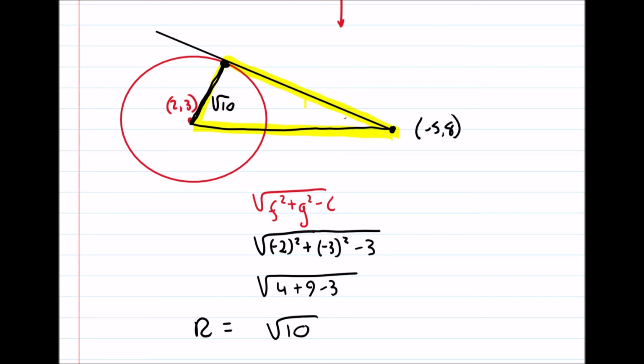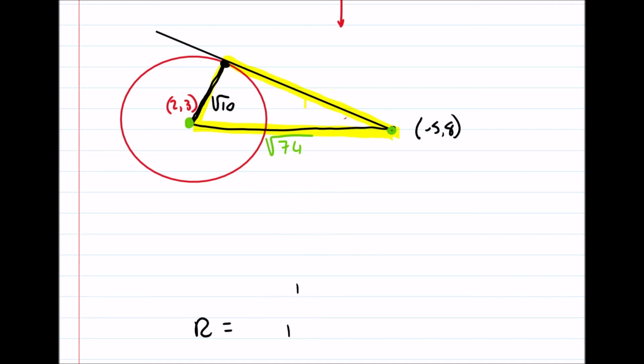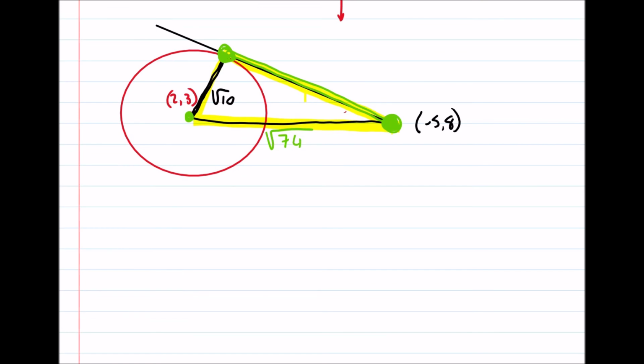I can easily find the distance of this side. I'll just use the distance formula to get the distance between the point 2, 3 and the point minus 5, 8. Okay? Using your distance formula then, you will find that the distance of this is the square root of 74. Okay, just make a bit of room for myself now. So I'm just going to draw out this triangle.